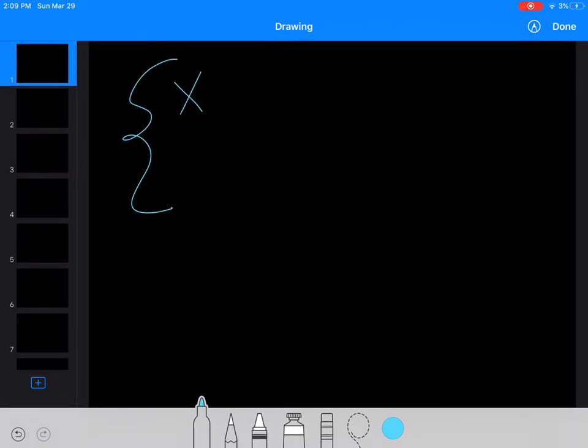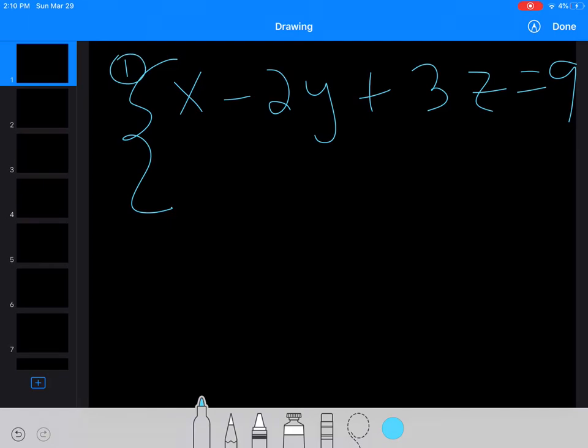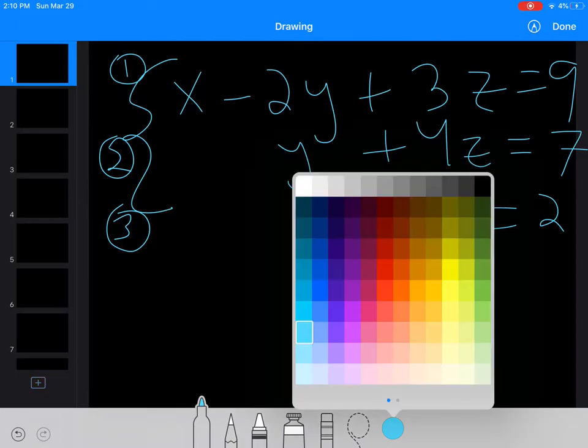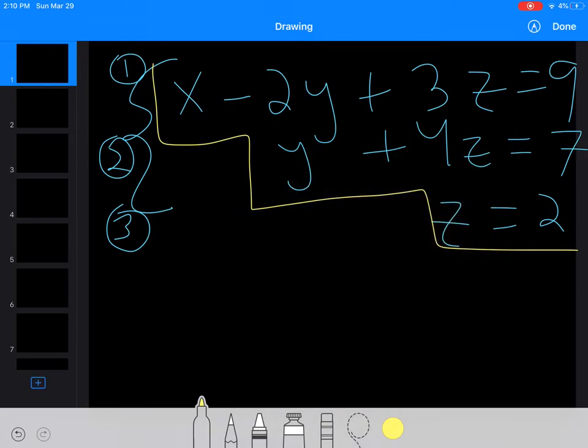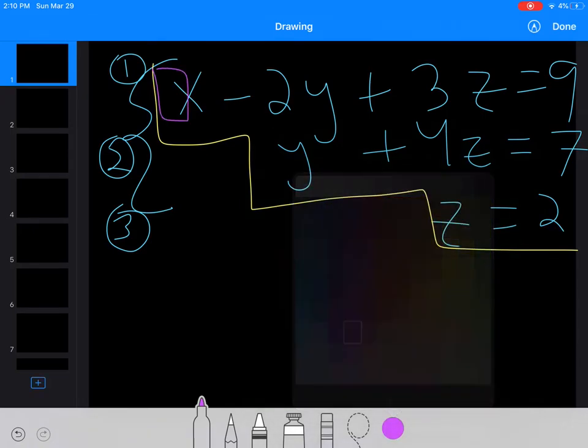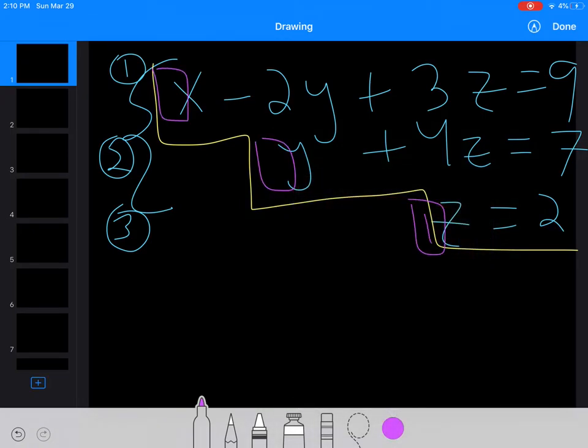So let's say we have x minus 2y plus 3z equals 9. That's equation 1. And we have y plus 4z equals 7, that's equation 2. And z equals 2, the last one, is equation 3. So we have a stair-stepping pattern. That's one observation that we see. And also, the leading coefficient on the leading variable is 1.